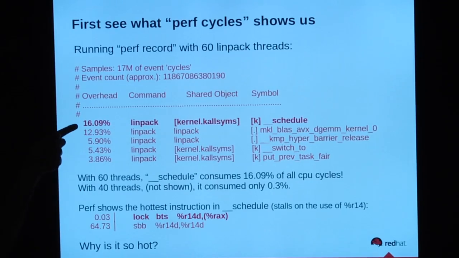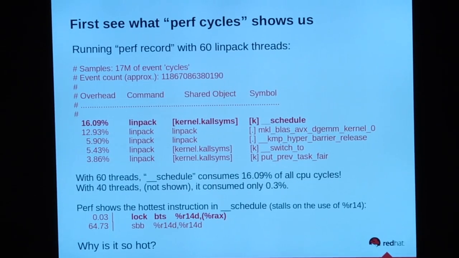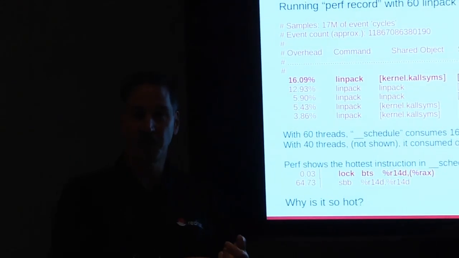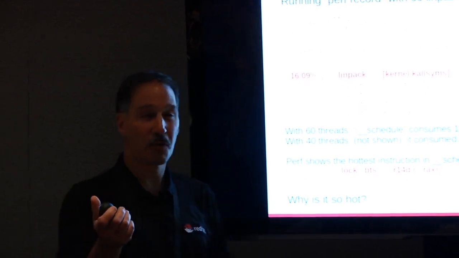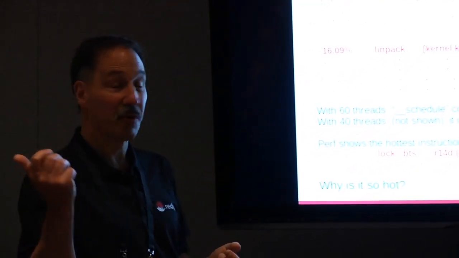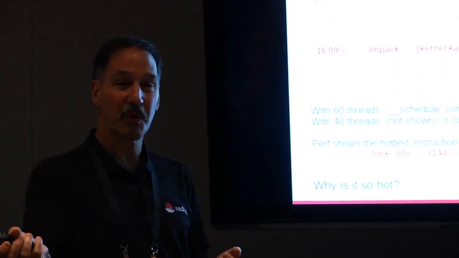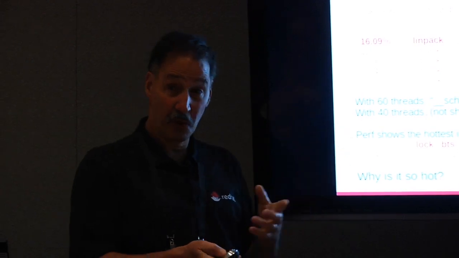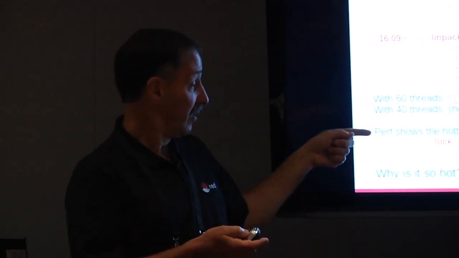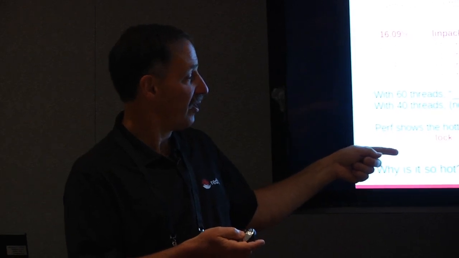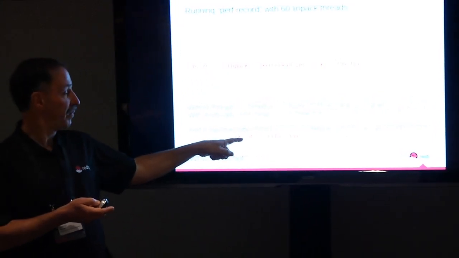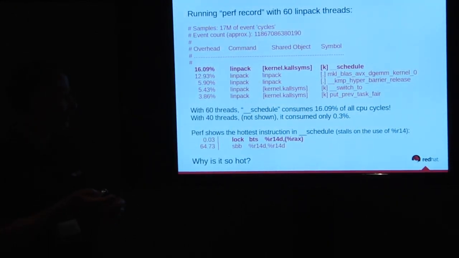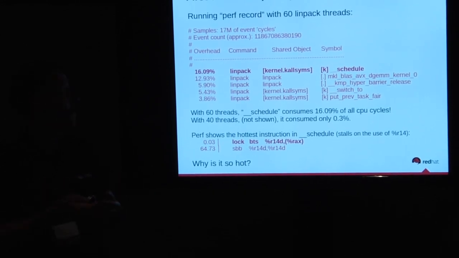So what's happening here? It's taking 16% of the time. And what I don't show here is when we ran it with 40 threads, the kernel scheduler was only taking 0.3% of the total runtime, CPU cycles of the program. So why did it jump from 0.3% up to the hottest routine, 16%? When we also look at the Perf report, we see that the majority of its time is spent on a lock bit test and set instruction. And so the question is, why is it so hot?